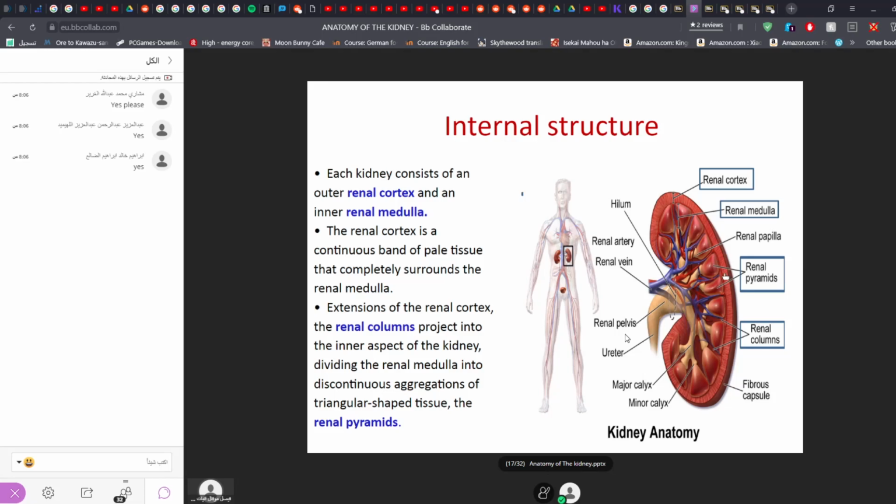Extension of the cortex into the medulla is called renal columns. What are they called? Renal columns. The inner aspect of the kidney divides the renal medulla into discontinuous aggregations of triangular tissue. Can you see? This is the medulla having triangular shaped tissue. 1, 2, 3, 4, 5, 6, 7, 8, 15 to 20 triangular renal pyramids. What are they called? They are called renal pyramids.